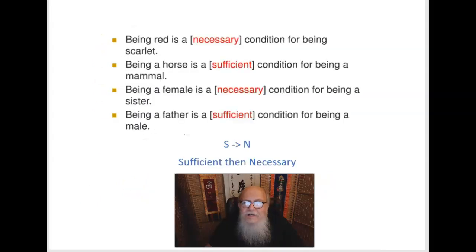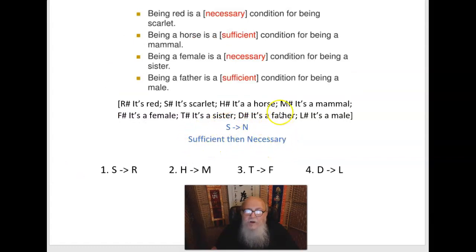So when you're faced with sentences you need to translate, like on an exam or just in life when you want to understand them, keep in mind again, sufficient then necessary, right? And so if we have statements like: being red is a necessary condition for being scarlet, being a horse is a sufficient condition for being a mammal, being a female is a necessary condition for being a sister, being a father is a sufficient condition for being a male, we can work our way through it with this in mind.